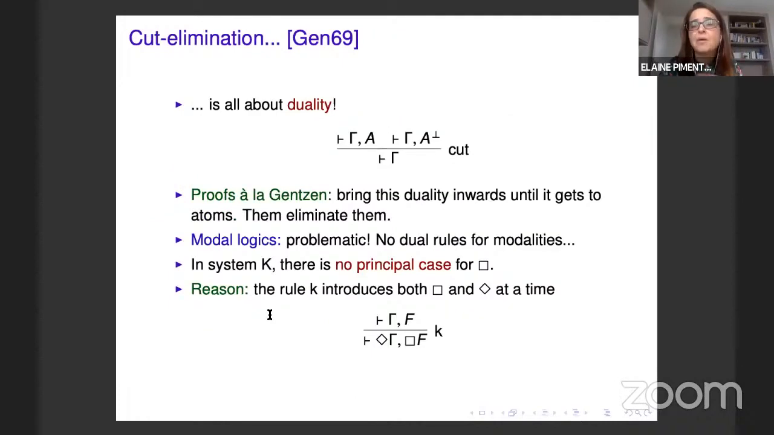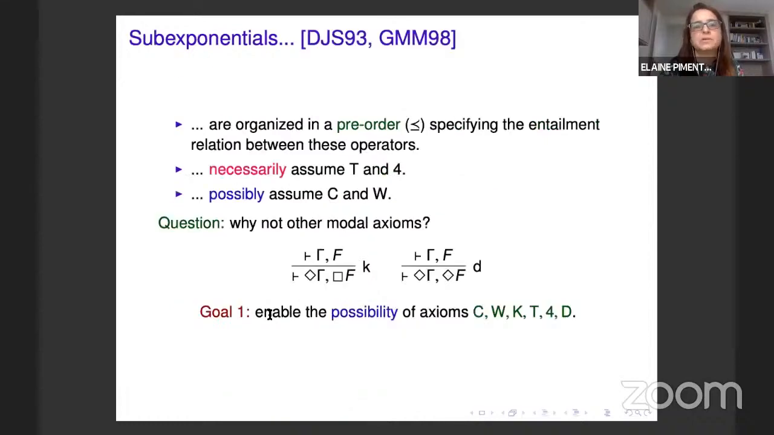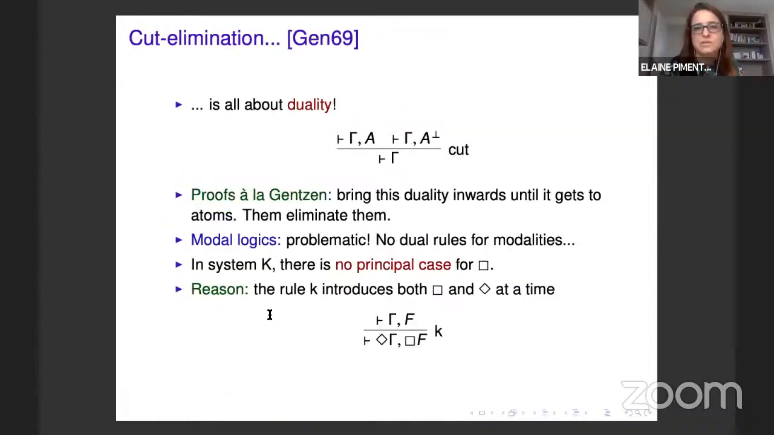Then, I said some things about linear logic, about exponentials, about sub-exponentials, and what about cut elimination? So cut is all about duality. The rule for cut is this one. You're going to cut one A with another A, right? If you have a two-sided sequent, one A is going to be on the right, the other on the left. But if you have one-sided, as I put here, then you're going to cut A with the dual of A, right?